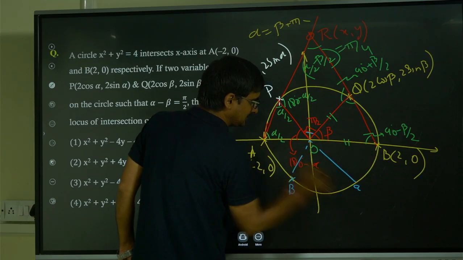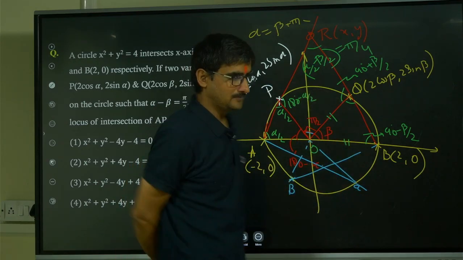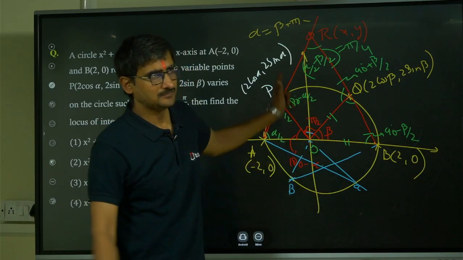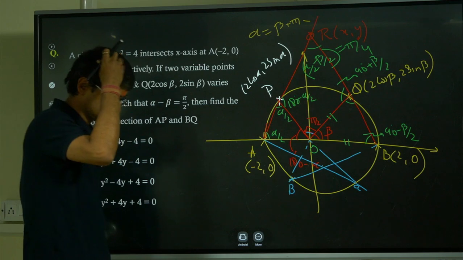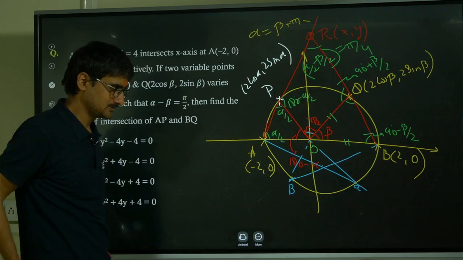So in that case AP and BQ, the point will always intersect within the circle. Here it will always intersect outside the circle, but then it can also be the case within the circle.